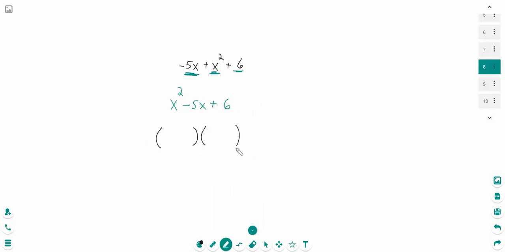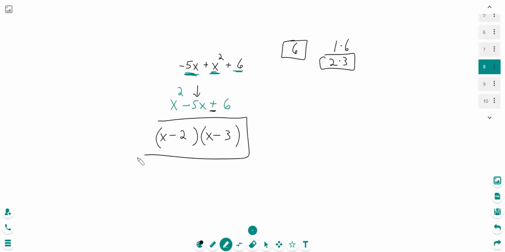We have our parentheses. Take the square root of x squared. That gives us x. This positive sign indicates the signs are going to be the same, and they're going to be negative. So we have negative signs. We have a 6. If we take that, break it down, we have 1 times 6, 2 times 3. Those are the only two. Which one of those will add up to be our middle term here, our 5? 2 plus 3 is going to give us a 5. So we have a 2, and we have a 3, and there we go.